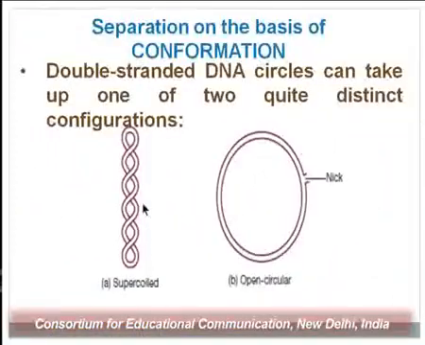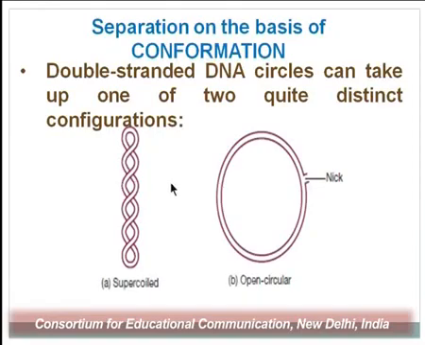Another configuration is the open circular form. This one is called the closed circular molecule, and this one is called the open circular molecule, because when there is a nick in one of the strands, where the phosphodiester bond is broken, the supercoiled form will become relaxed. So you can see that double stranded DNA circles can take up two different forms.